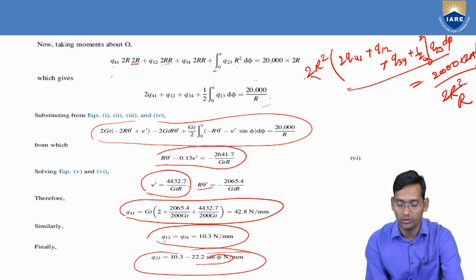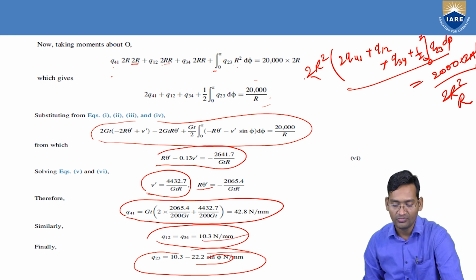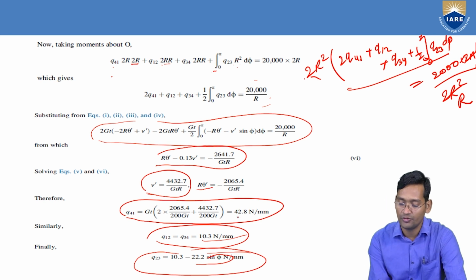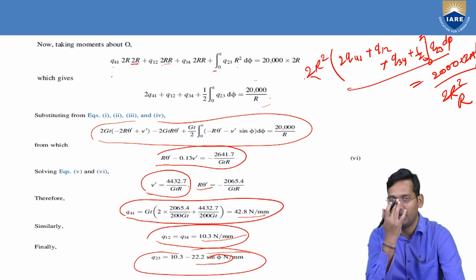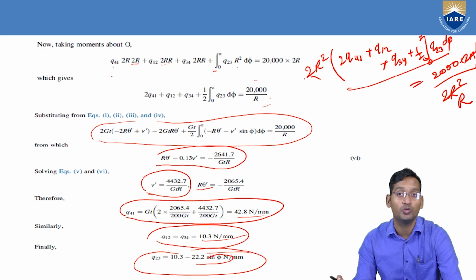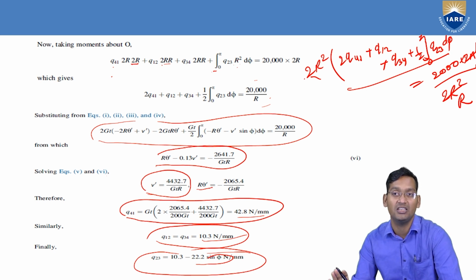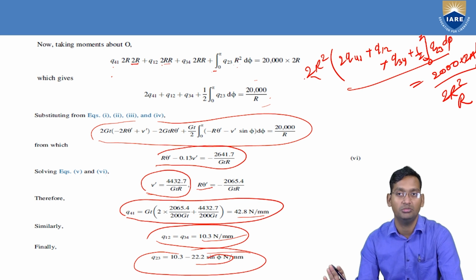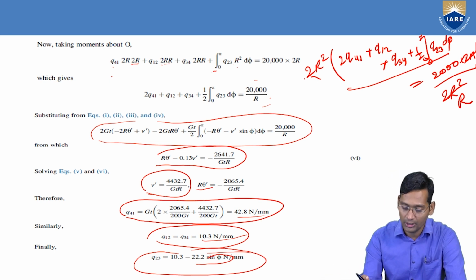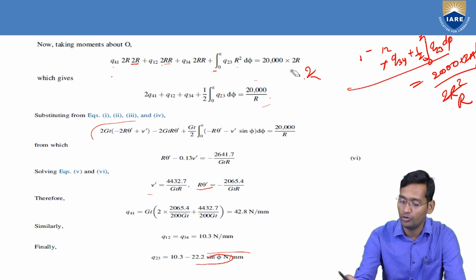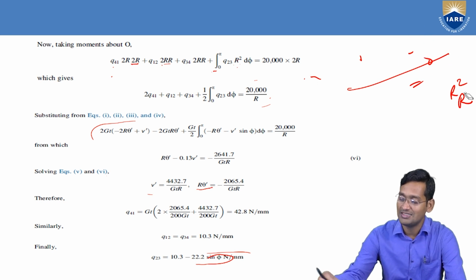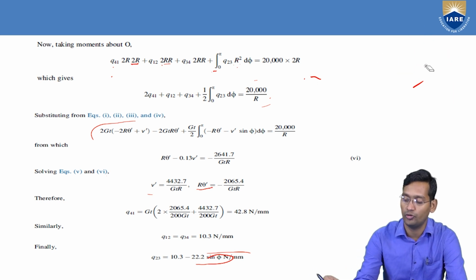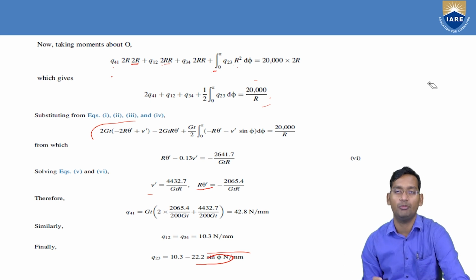Right? So Q12 equals Q34, 10.3 Newton per meter. Q41 is 42.8 Newton per mm. And Q23 is 10.3 minus 22.2 sine phi Newton per mm. Okay. So now we have all the 4 values. So just let me recall once again. So for both the equations, what we have to do?